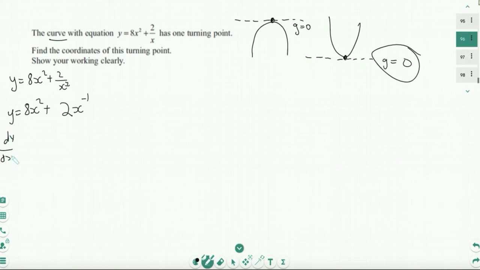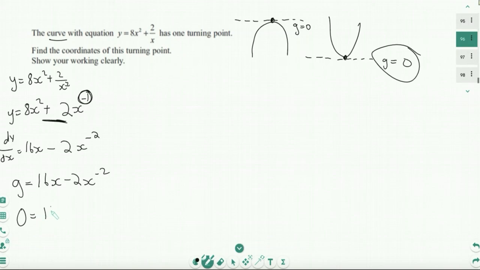dy over dx equals 8 times 2 is 16x. 2 minus 1 is 1, so 16x to the power of 1, which is just 16x. And then next it's positive 2 times negative 1, which is negative 2x, and then subtract 1 makes minus 2. Now we can replace the phrase dy over dx with gradient. So the gradient is equal to 16x minus 2x to the power of negative 2. And we're trying to find the coordinates where the gradient is 0.